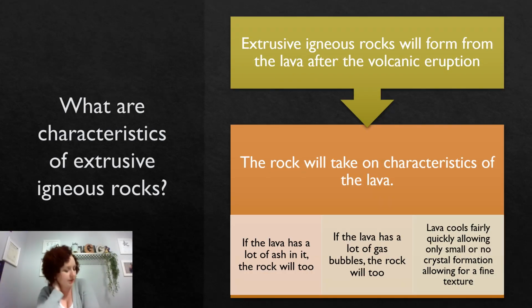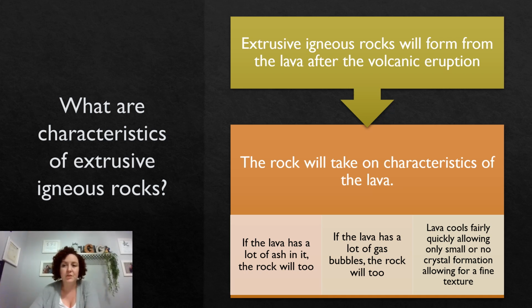So what are some characteristics of extrusive igneous rocks? Extrusive igneous rocks, typically you're going to find around volcanic activity. So the islands of Hawaii, Mount St. Helens, places like that, the rocks take on the characteristics of the lava for that area. So if the lava happens to be very ashy, like the eruption of Mount St. Helens in 1992, your rock is going to have a lot of that ash trapped within it as well. If the lava has a lot of gas, it's going to contain a lot of gas as well. That's where you get your pumices and things like that.